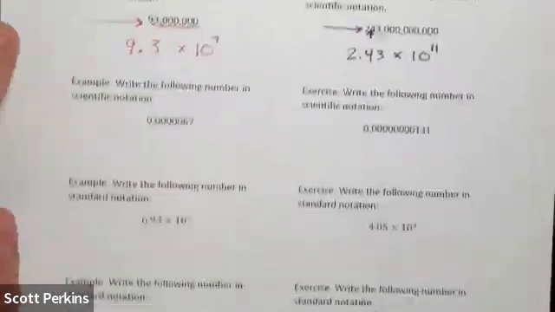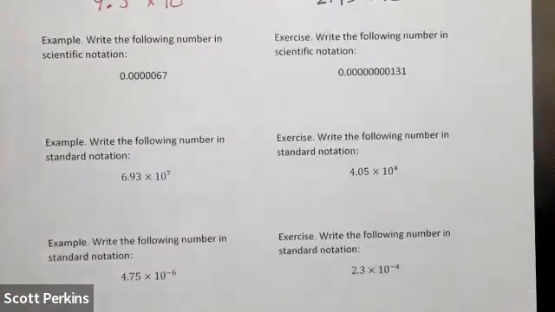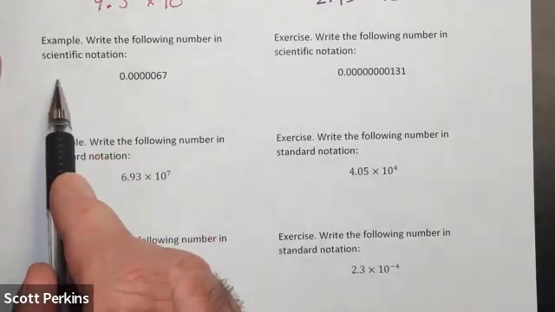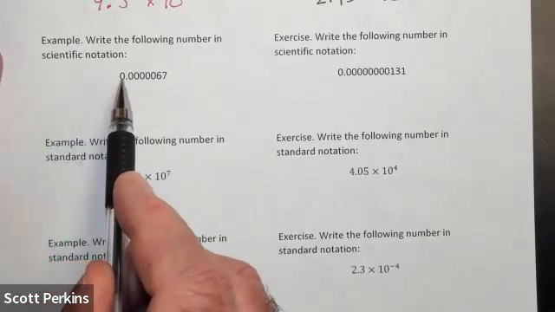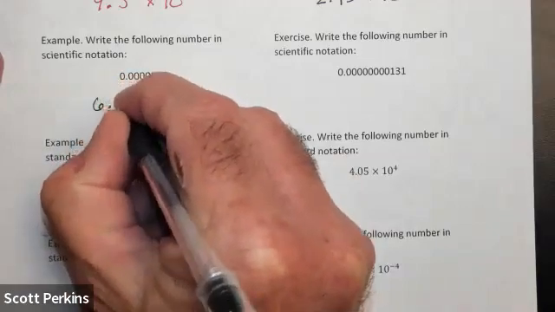My next example. Okay, well, that's all well and good for very large numbers, but let's say we're in biology and we just measured the diameter of a bacteria. So I've got 0.00000, there are 5 zeros there after the decimal, 67. Well, first, let's figure out the value of A. As I go from left to right, what's the first non-zero digit I hit? 6. So A is 6.7.